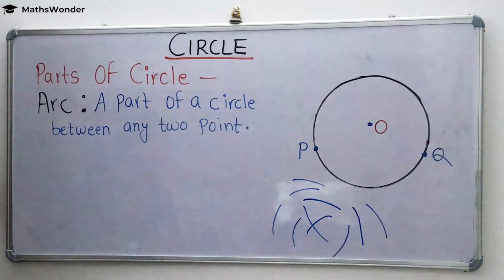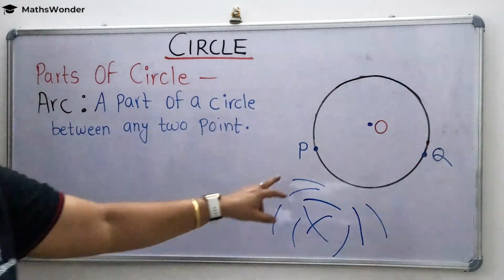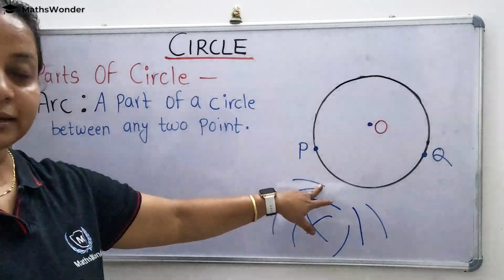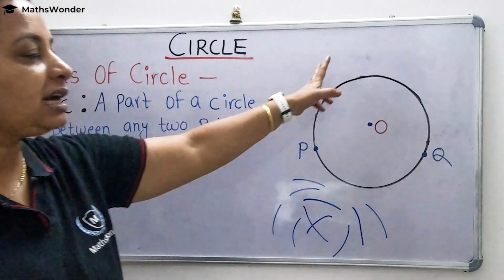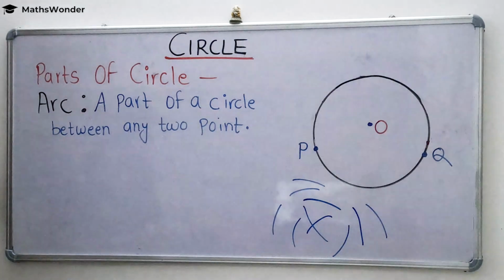It's a major arc and a minor arc, right? So the smaller arc we call a minor arc. The bigger arc we call a major arc. So there are two parts in the arc. Always remember, okay? Now, how will you represent and write this arc?